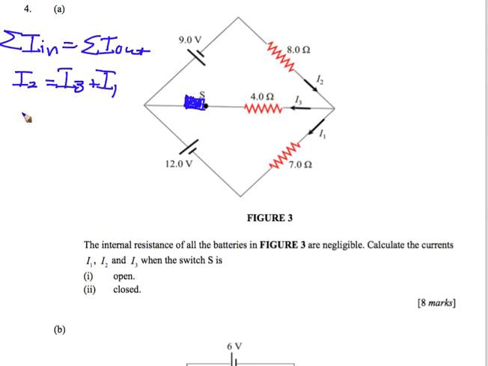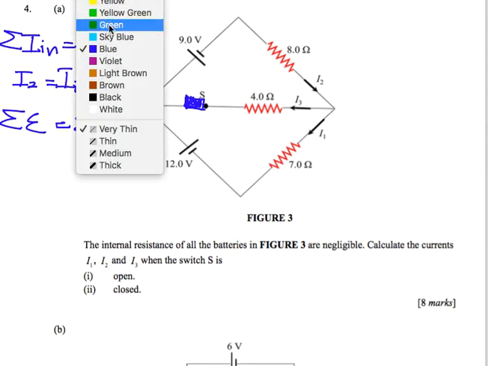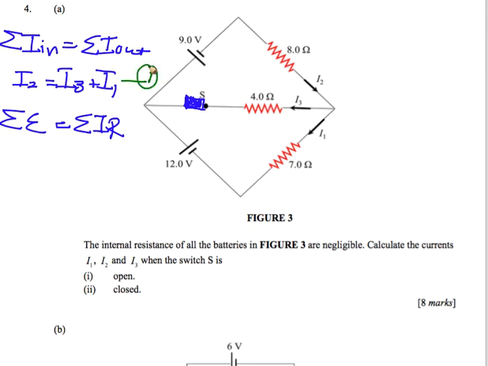The net total EMF is equal to total drop voltage. So the first equation comes from the first Kirchhoff law, and the second equation is from the second Kirchhoff law. First, I draw the loop here. This is the first loop, and this is the second loop. So the first loop and the second loop here.